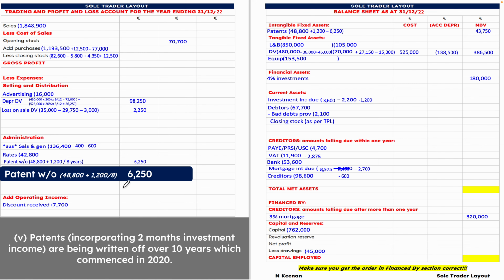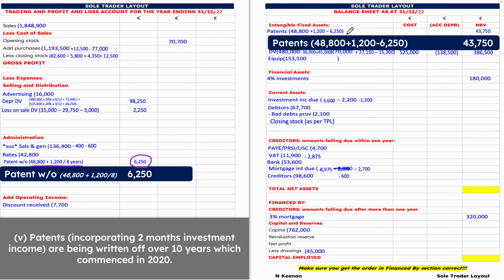And they have to be written off over 8 years. So 48,800 plus 1,200 divided by 8 years, that is 6,250, your patent written off. Okay, now that 6,250 is patent written off, so we have to reduce the value of our patents, the 50,000 minus the 6,250. So that actually gives me 43,750 euro there.